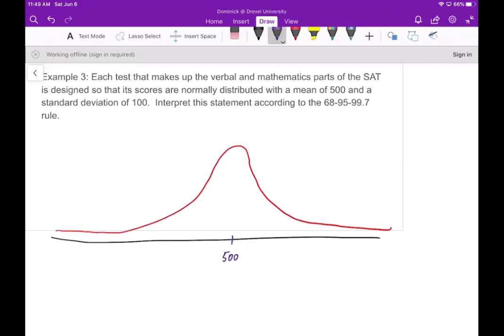Now, if its standard deviation is 100, then 1 standard deviation above would be 600. 2 standard deviations above would be 700. And 3 would be 800. Right? Then we can also go the other way, and we would have 400, 300, and 200.